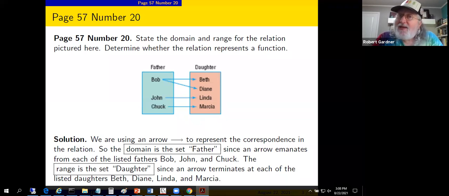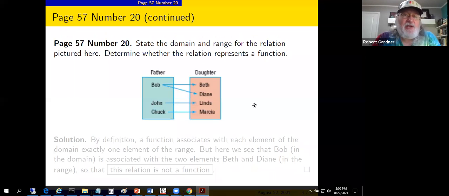Now, I'm sorry, the range of the relation. Now, is this a function? We could have two arrows terminating at the same element of set Y, but we can't have two arrows coming out of the same element of set X when we have a function. That's exactly one. I can't have this input associated with two outputs. This is a relation. It's not a function.